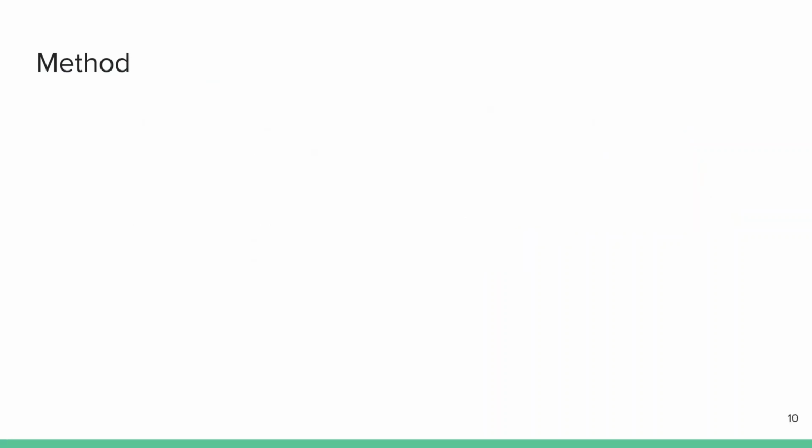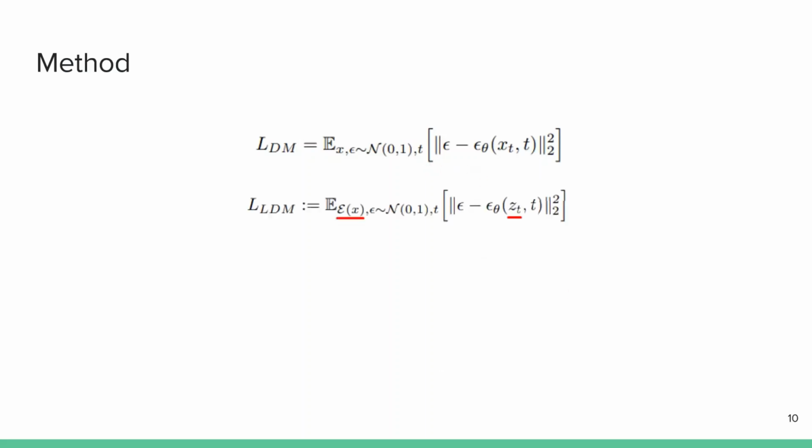Okay, that was a very in-depth discussion about the autoencoder, but how does it affect the diffusion process? This was the objective function of the normal diffusion model. The only change in the objective function of the diffusion model is now that the image represented by X over here is replaced by its latent representation over here.